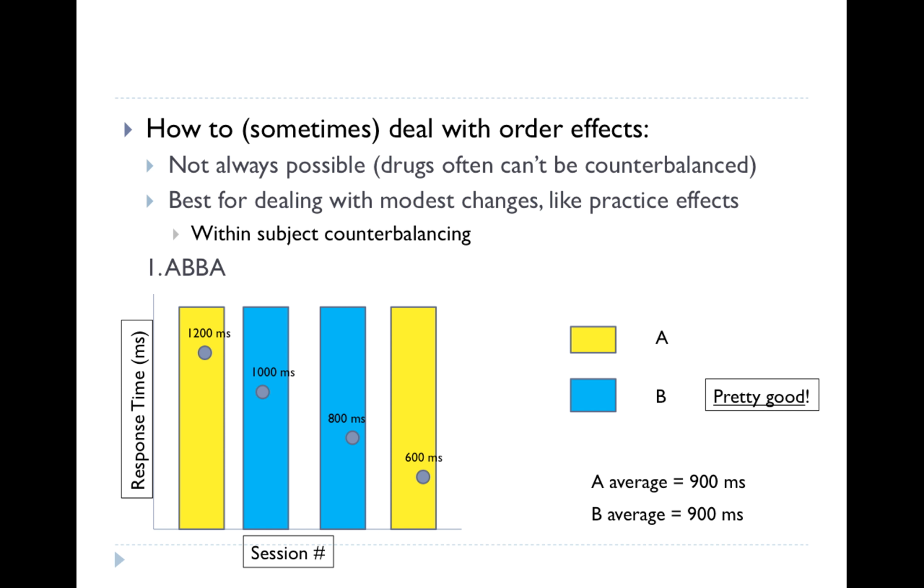Okay, so this is also called within subject counterbalancing because each person here would have to go through all 4 sessions and experience all 4 sessions. So we could actually do complete counterbalancing within subjects. So this is one great way that we could actually handle this order effect.